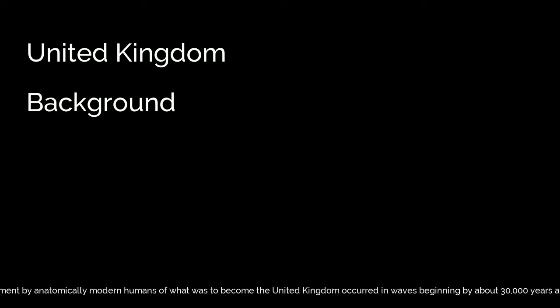Settlement by anatomically modern humans of what was to become the United Kingdom occurred in waves beginning by about 30,000 years ago. By the end of the region's prehistoric period, the population is thought to have belonged, in the main, to a culture termed Insular Celtic, comprising Britannic Britain and Gaelic Ireland. The Roman conquest, beginning in 43 AD, and the 400-year rule of southern Britain, was followed by an invasion by Germanic Anglo-Saxon settlers, reducing the Britannic area mainly to what was to become Wales, Cornwall and, until the latter stages of the Anglo-Saxon settlement, the Hen Ogledd, northern England and parts of southern Scotland.